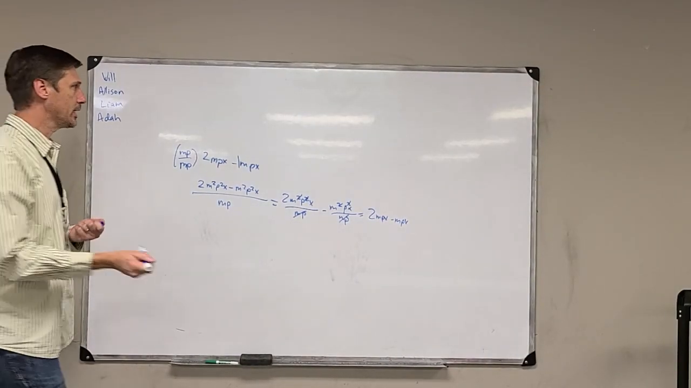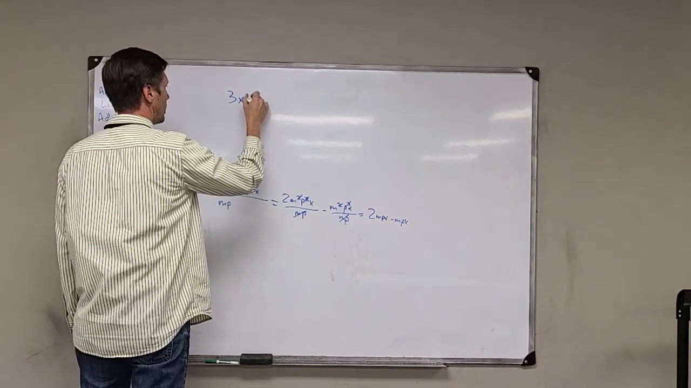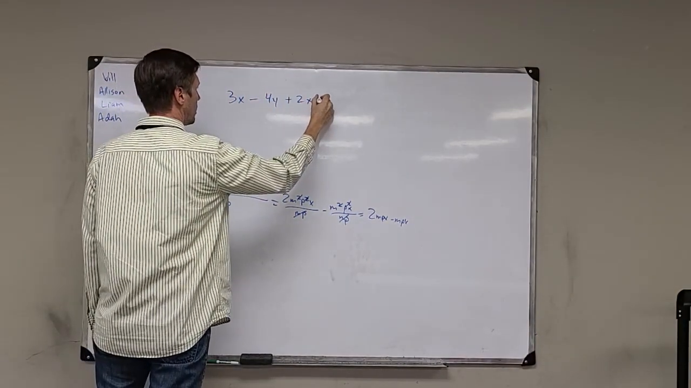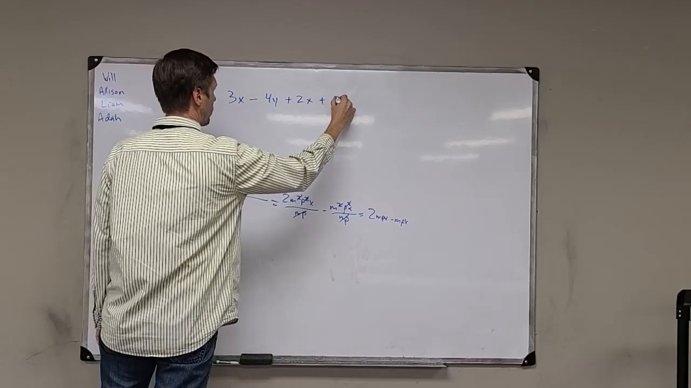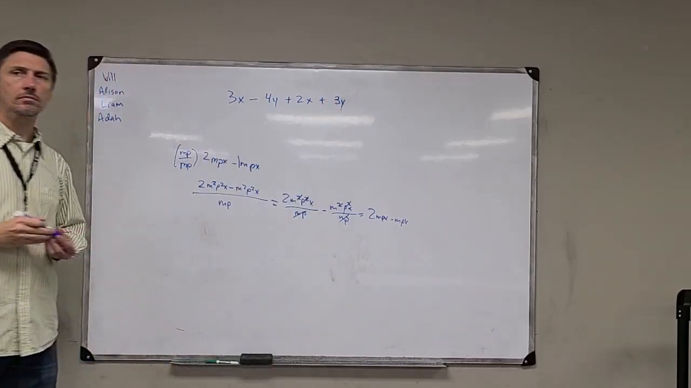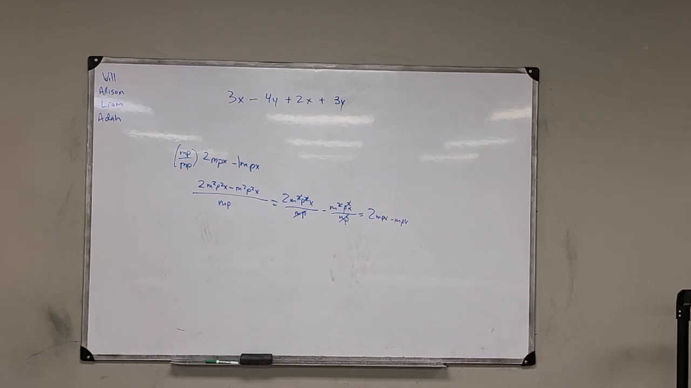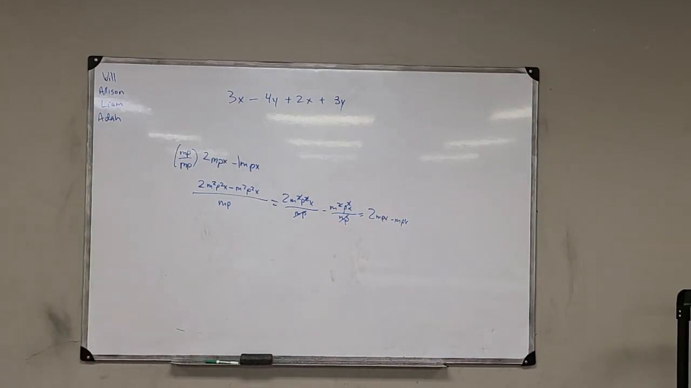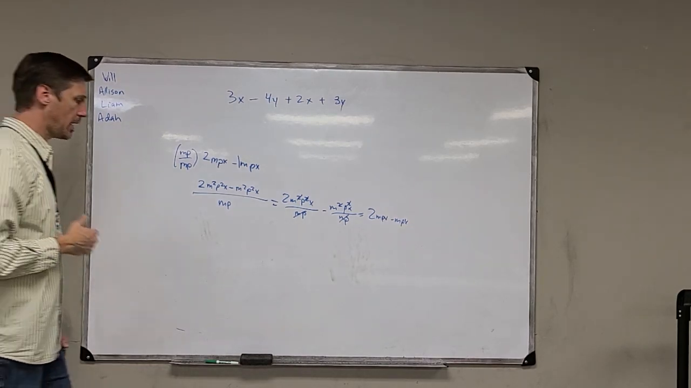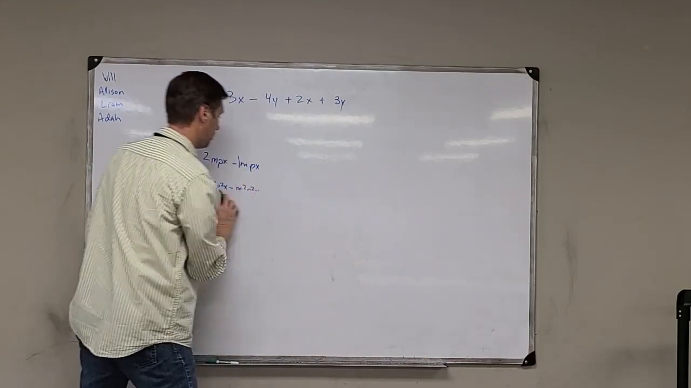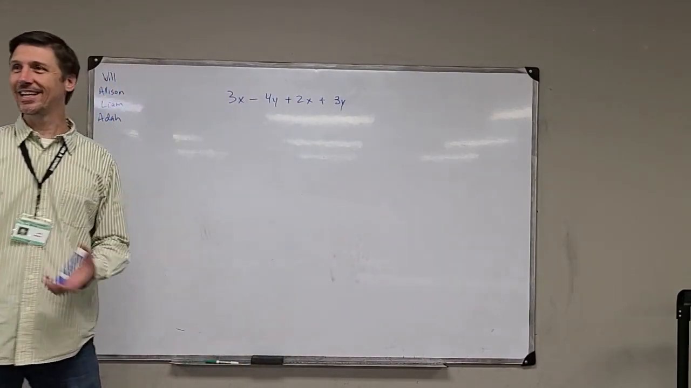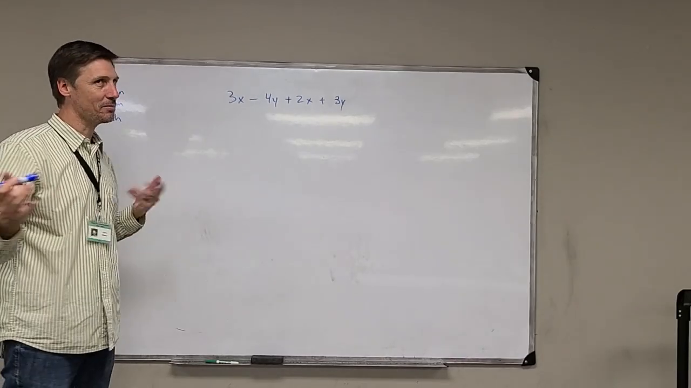So does everybody understand like terms? If I have 3x minus 4y plus 2x plus 3y, and I'm only allowed to combine like terms, which means terms that have the same variables, what would the final answer for this be? What terms would I be allowed to combine? X and Y. Well, X and X and Y and Y, right. I knew what you were thinking, but we had to say it the right way.